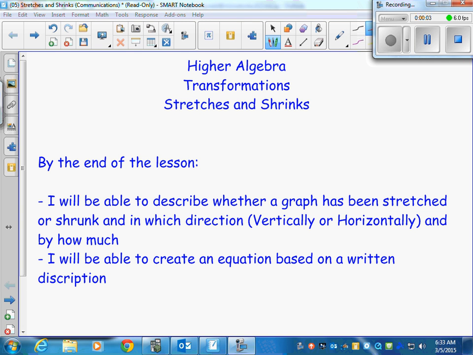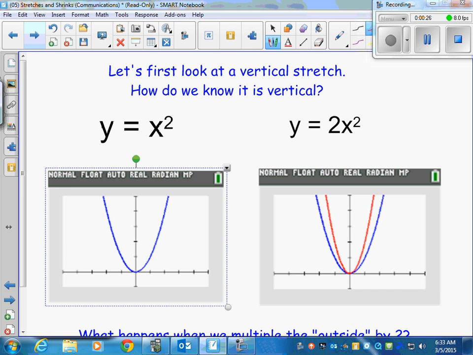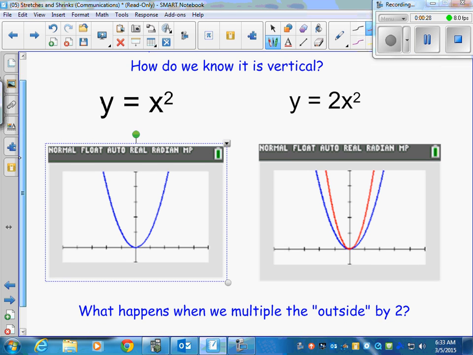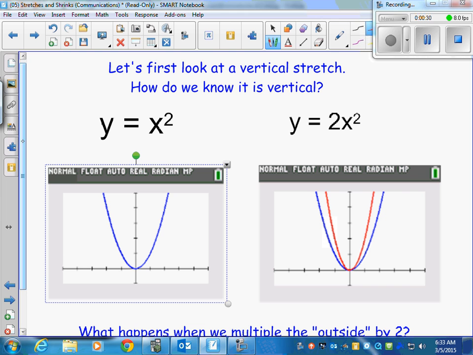Welcome to today's lesson on stretches and shrinks for transformations. By the end of the lesson, the goal is to be able to describe whether a graph has been stretched or shrunk and in what direction, horizontally or vertically, and be able to create an equation based on a written description. So the first thing we want to do is just investigate what's happening.